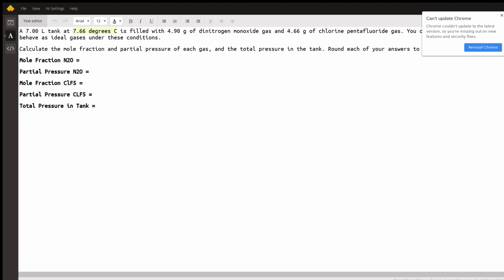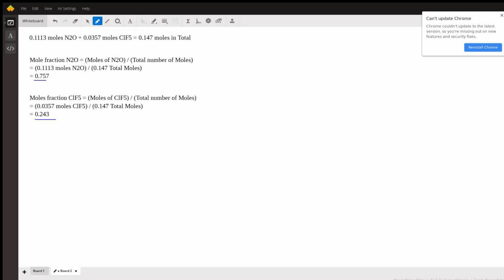So let me just mark the final answer here. The mole fraction of N2O was 0.757. The mole fraction of the ClF5 was 0.243. So that is how we calculated the mole fraction.